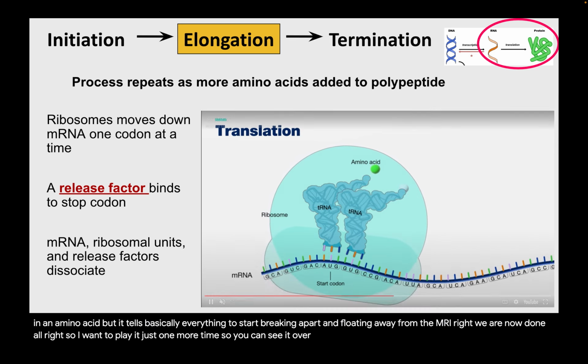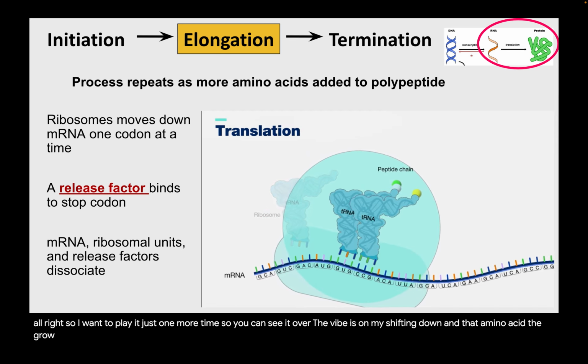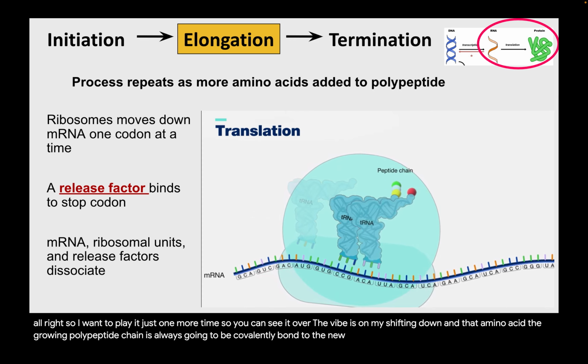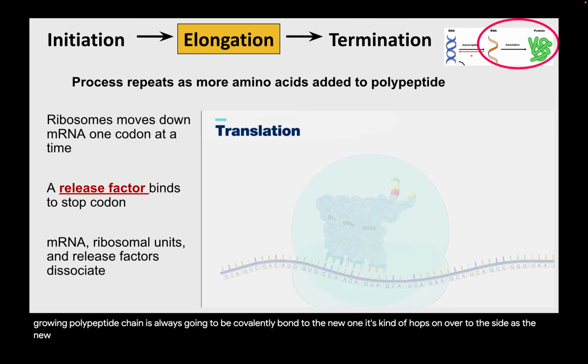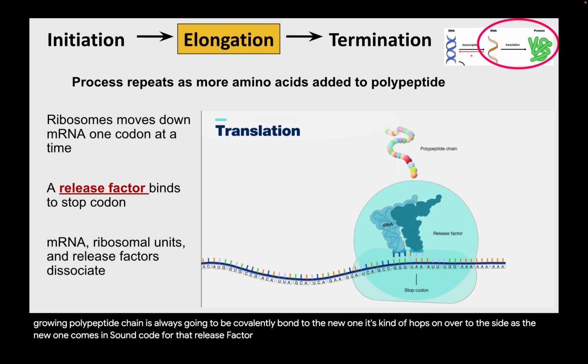Notice how the ribosome is shifting down, and the growing polypeptide chain is always covalently bonded to the new amino acid. It just hops on over to the side as the new one comes in. Then the stop codon codes for that release factor, which says we are done with translation.